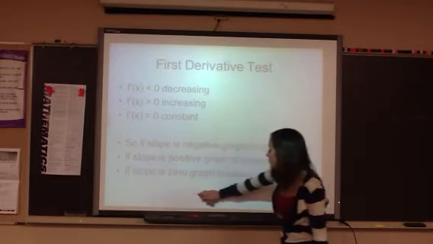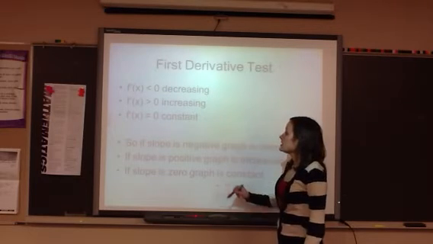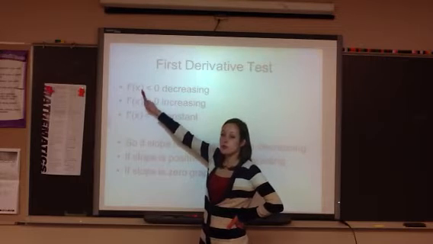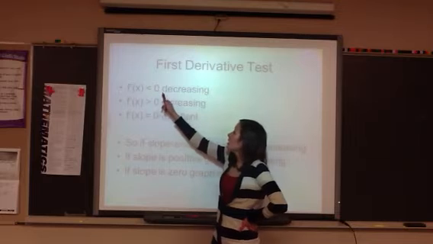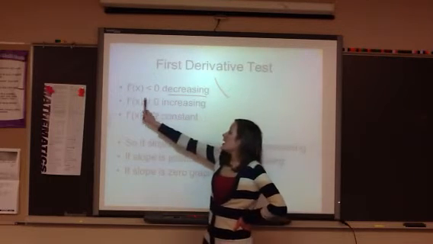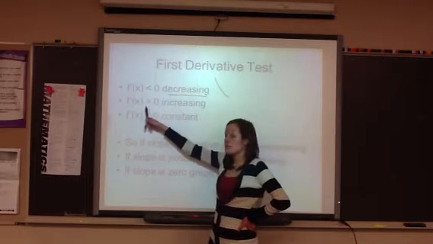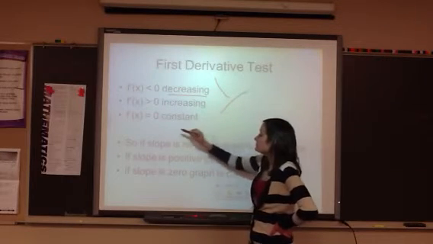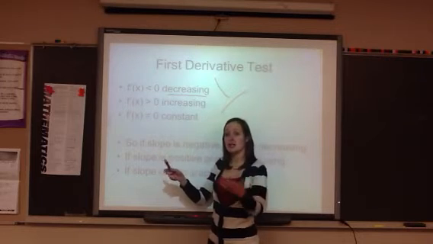Here are the rules for the first derivative test. It states that if your first derivative is less than 0, so if your first derivative is a negative number, that means your slope is negative, your graph is decreasing, so your graph is falling. If your first derivative is greater than 0, so a positive number, that means your graph is increasing because your slope is positive. If your first derivative is equal to 0, that means your graph is constant there.